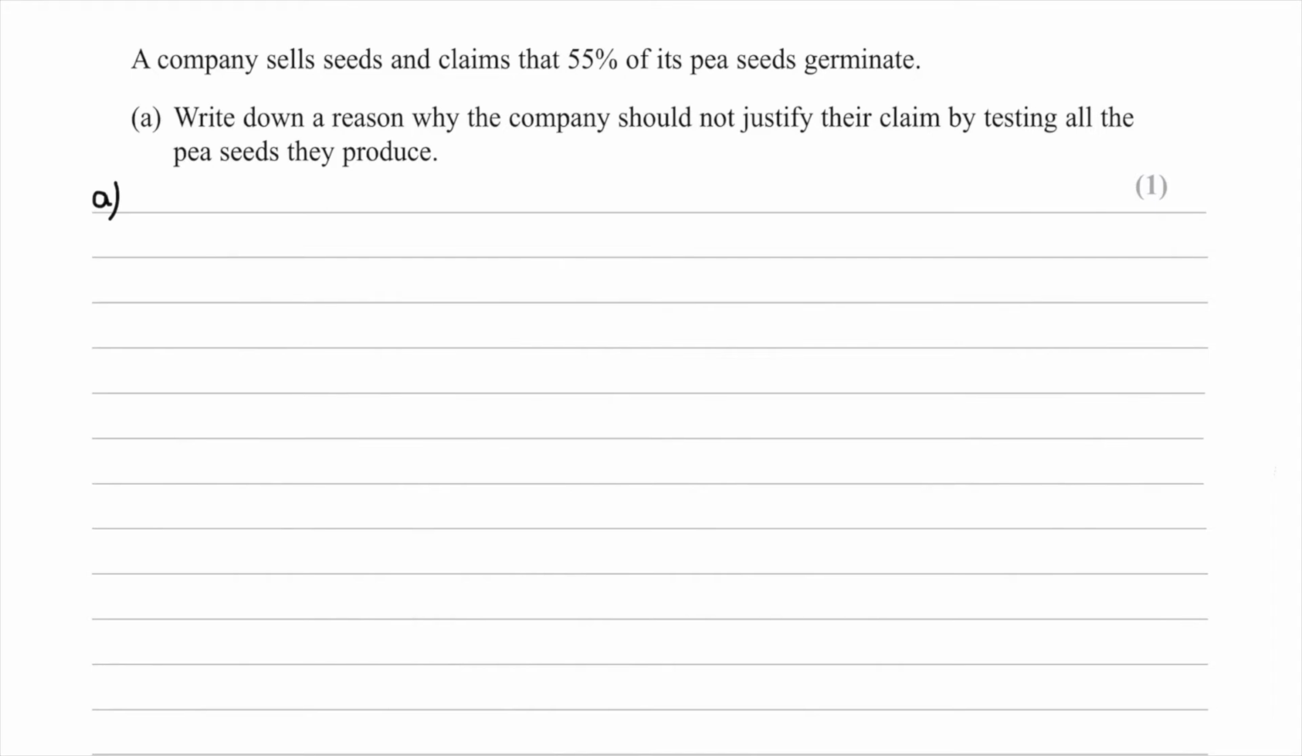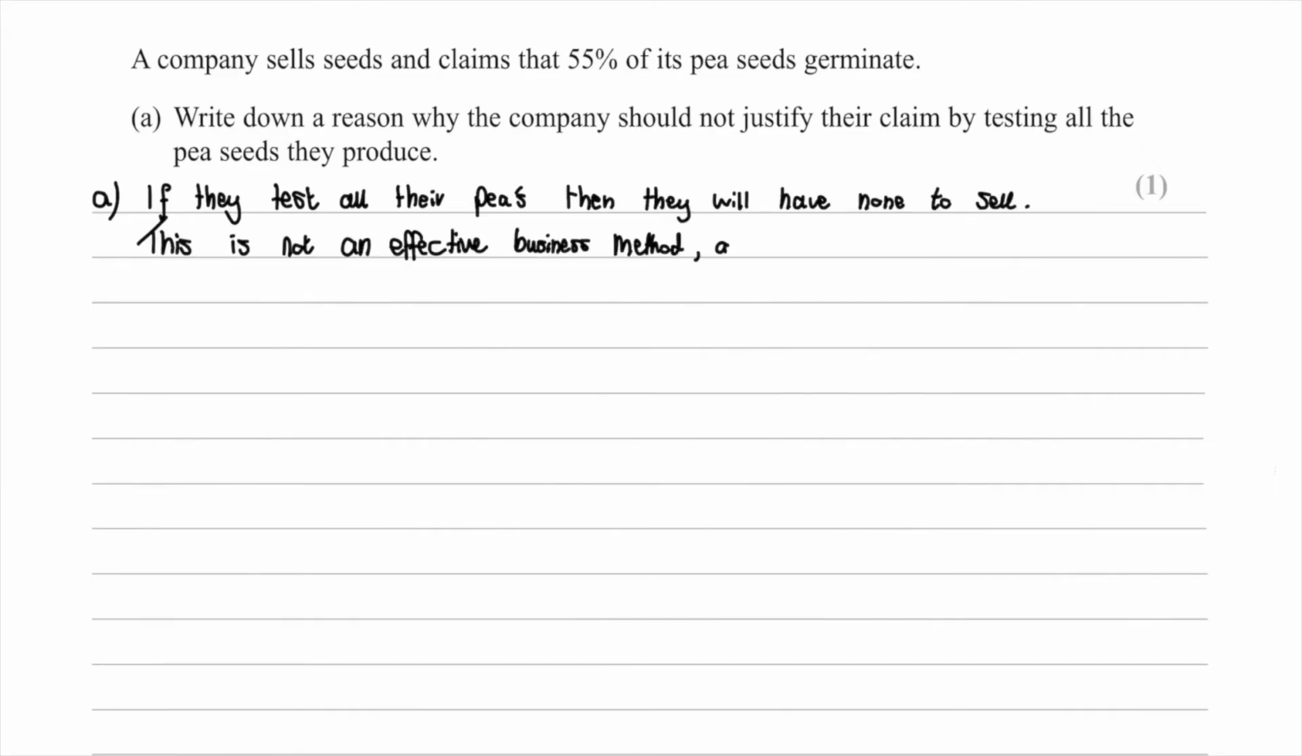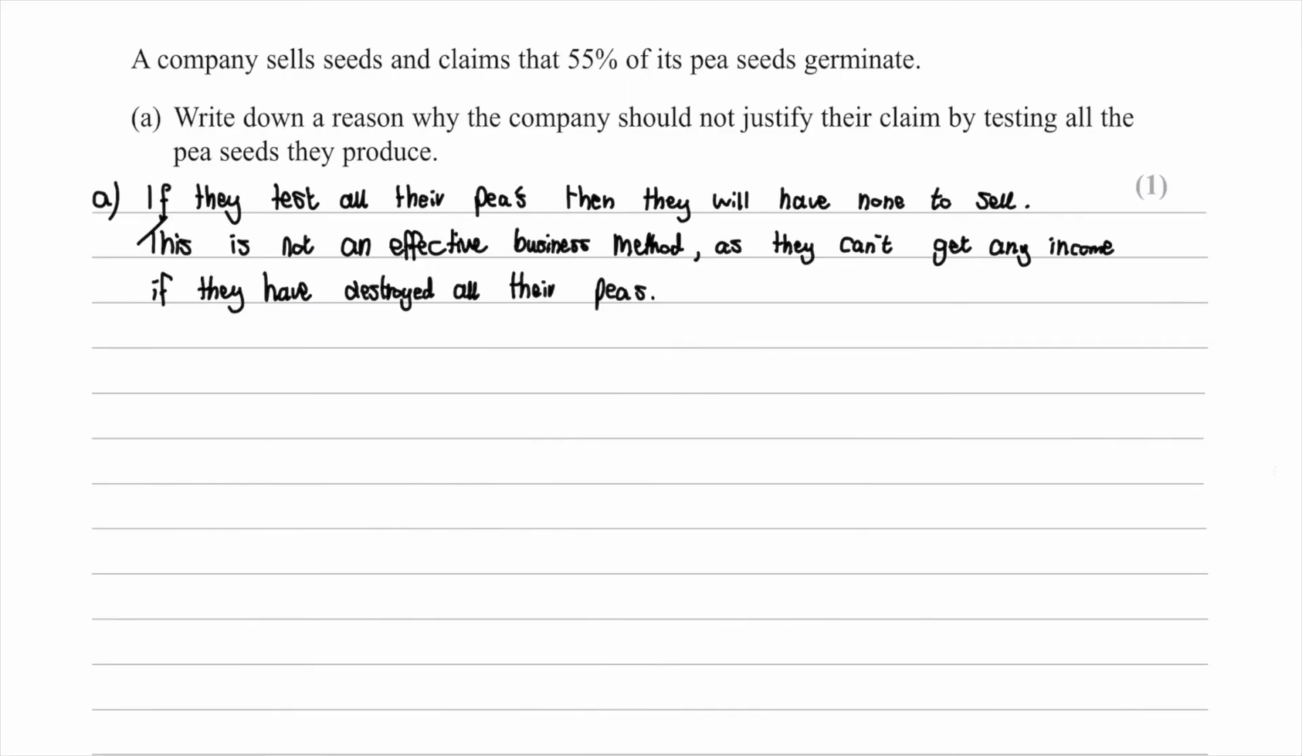So writing this down, we'll say that if they test all their peas, then they will have none to sell. This is not an effective business method, as they can't get any income if they have destroyed all their peas. So this question was worth 1 mark, and we receive our 1 mark for stating that the seeds would be destroyed during the process of checking them, so therefore they have none to sell.